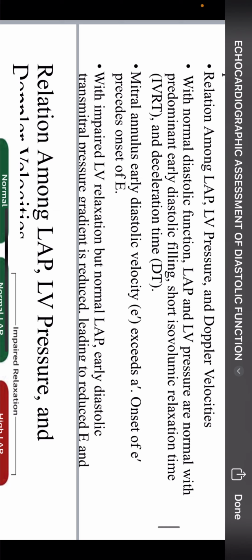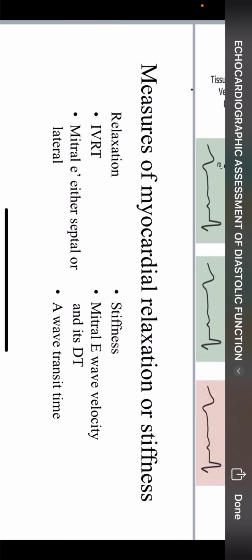When atrial pressures are high, I've already talked about this one. Atrial pressures are high, E wave becoming taller than A, but with a very long, prolonged deceleration time.